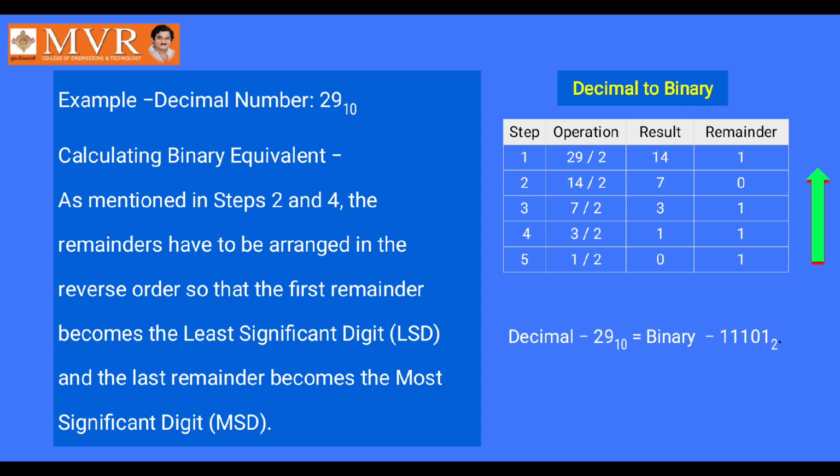So, how many times do we need to perform the division? Till you get the quotient as 0, you have to keep on dividing.